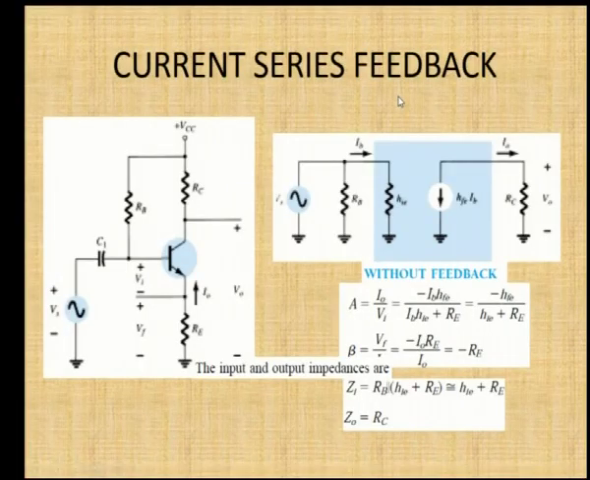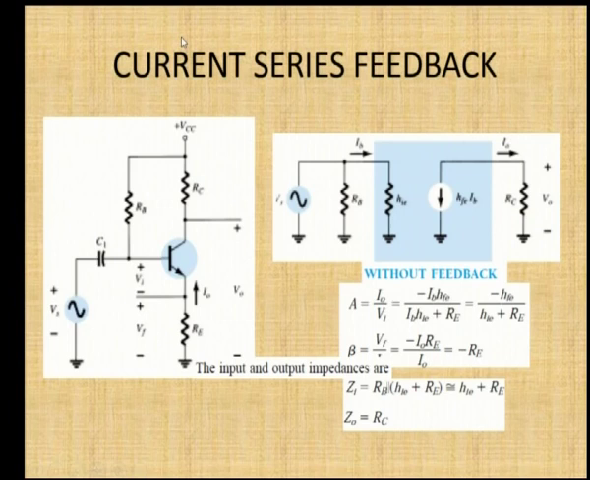And next is current series feedback. Previously, we have seen 3 circuits for voltage series feedback, one with FET, another with the operational amplifier, and next with BJT in emitter follower configuration. Now, it is current series feedback. If you want to take current from the output, what you have to do? You have to take it in series, right? You have to connect the feedback signal in series with the input signal according to this configuration, current series feedback.